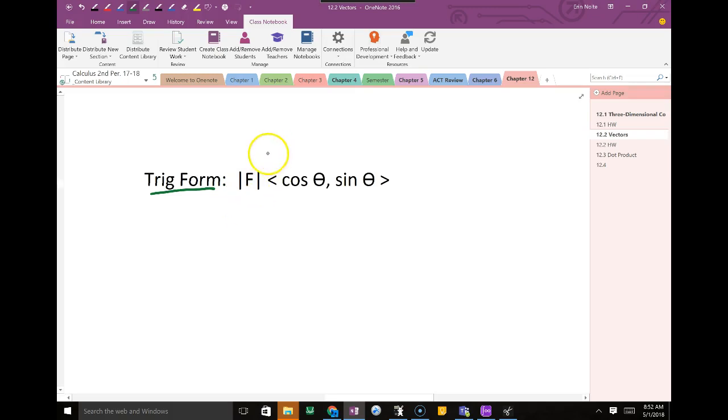Okay, so it says the magnitude of f, and then you have a component form, the cosine of the angle, sine of the angle. The reason you like trig form, I promise you like it, is that it is way easier to use than trying to figure out going into component form. So if you're given a magnitude and direction, you want to use trig form.